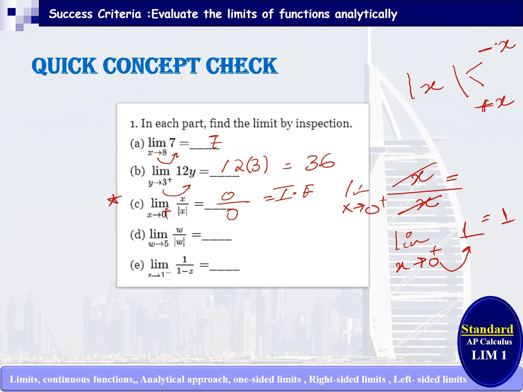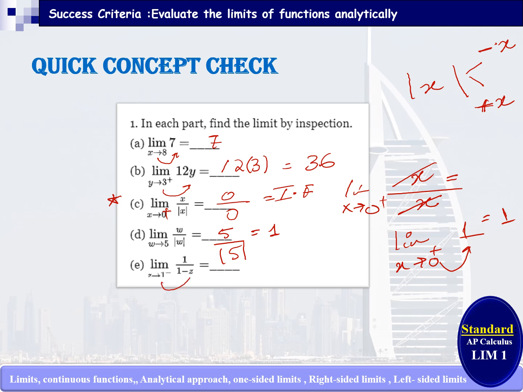Now over here, w is approaching 5. Okay, let's try it directly. So 5 here, and the absolute value of 5 here. So 5 and 5, so 5 divided by 5 is 1. So here you will get 1. No need to open it, no need to cancel, just cancel and apply the limit and you get the answer. So first always try to solve it and then apply the limit.